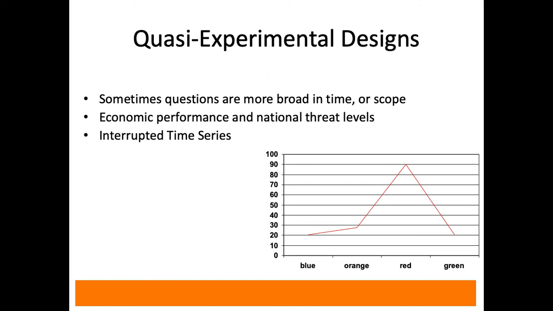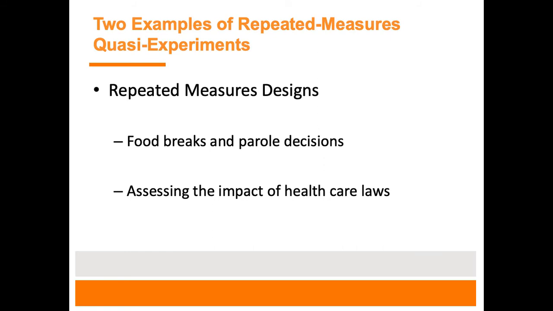In this case, those conditions are the IV and the behaviors are the DV, right? Anyway, so repeated measures quasi-designs, sort of like this, can be described at a more individual level when we look at things like food breaks and parole decisions as one example, and then state-level decisions with governments when you look at this example of the healthcare laws.